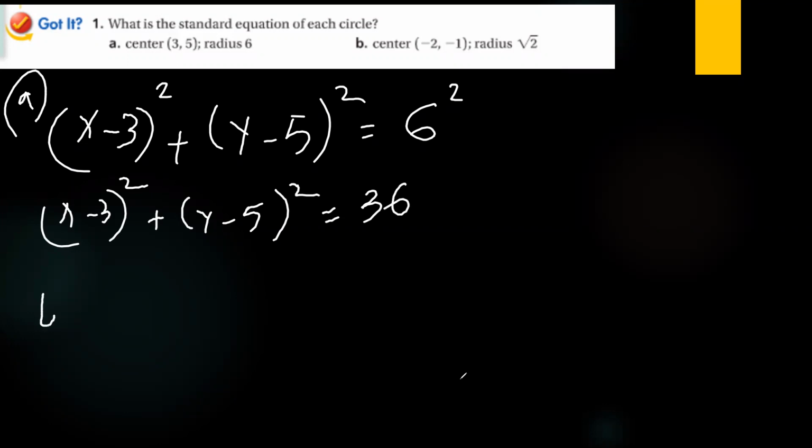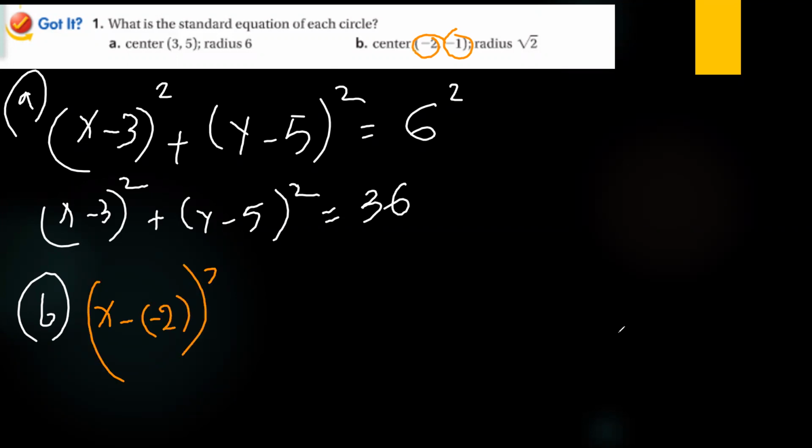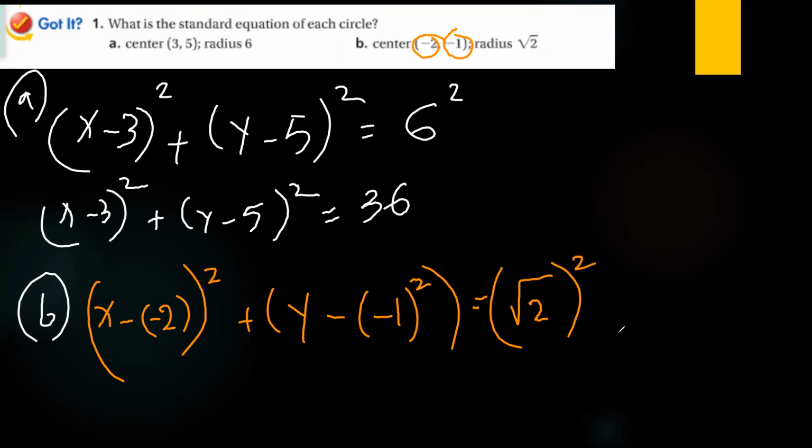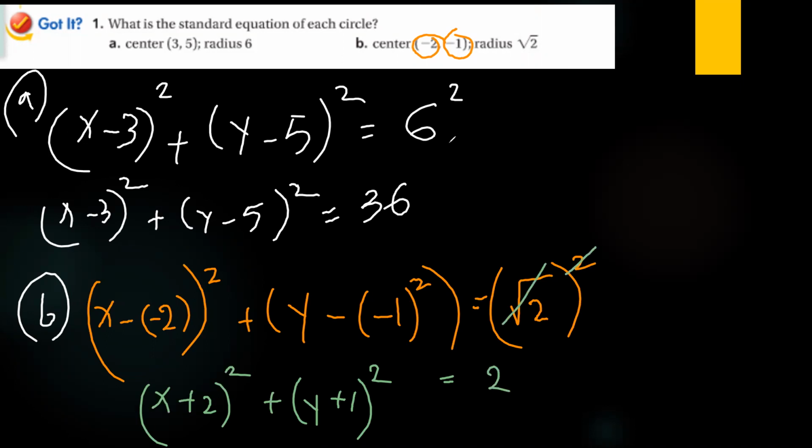This is for A. Now let's solve B. For B here, we have the center as -2 and -1. So x minus -2 squared plus y minus -1 squared equals square root of 2 squared. X minus -2 means x plus 2, and y minus -1 means y plus 1, equals square root of 2 squared. It cancels, so it will be 2. Is it clear? Yes, thank you.